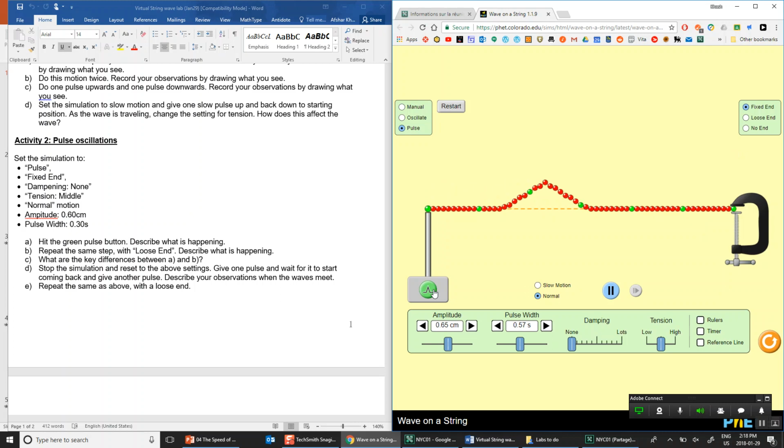So we send one pulse, the wave hits it, and what do you guys notice? It comes back. That's the first thing to notice. And the second thing to notice, it's now below the equilibrium line. Okay, so that's important. Write that down. When you send a wave to a fixed end, it's going to reflect and come back to you inverted. Okay, so it's reflected, inverted.